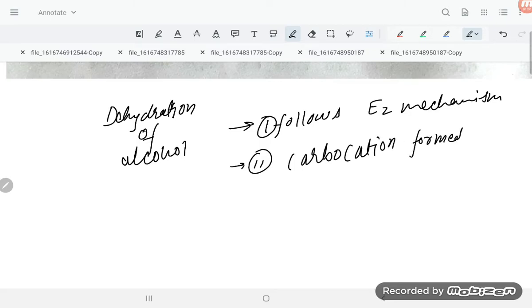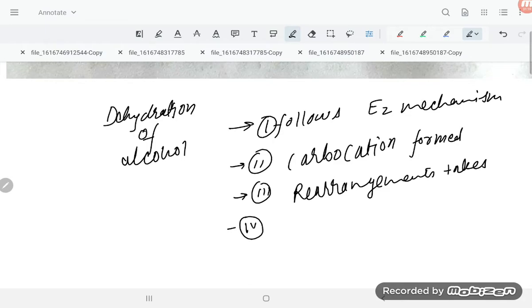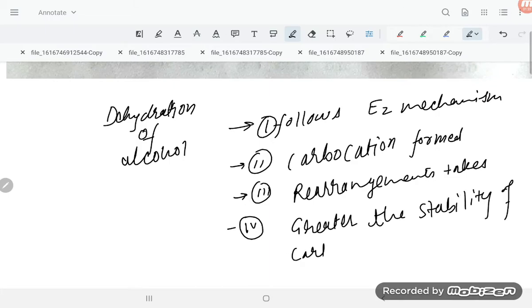carbocation formed. Third point, rearrangement takes place. Fourth point: greater the stability of carbocation, more stable the product. So greater the stability of carbocation, more stable the product.